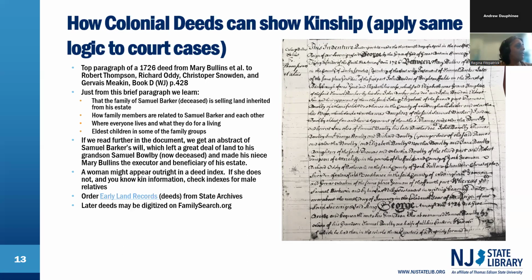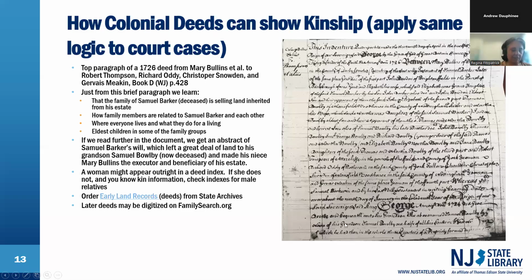What is interesting is all of these people are living in England. They own land over in America, but they live in England. They've never set foot here. In this text, we learn the circumstances of how Mary Bullens came to inherit all of this land. It originally belonged to her uncle, Samuel Barker, and through a series of unfortunate events in his direct line, people died and Mary became the main inheritor.